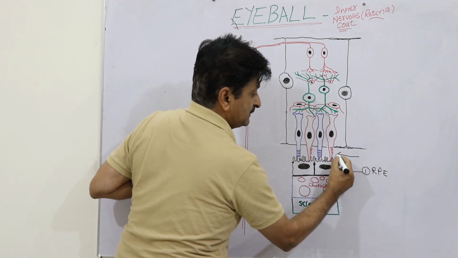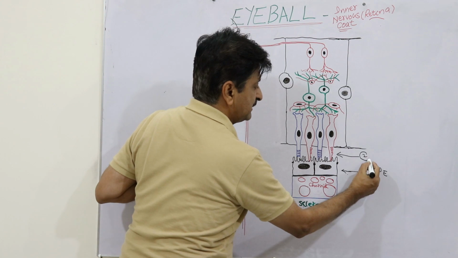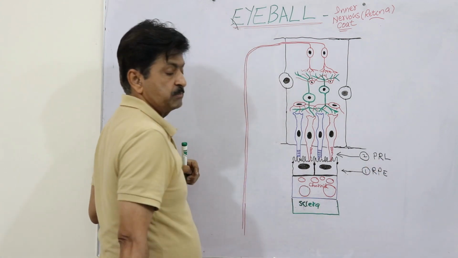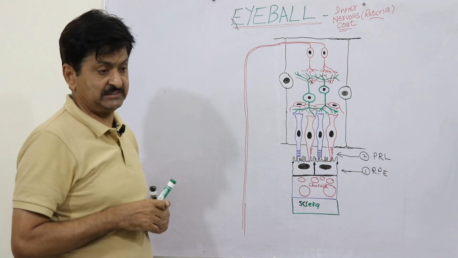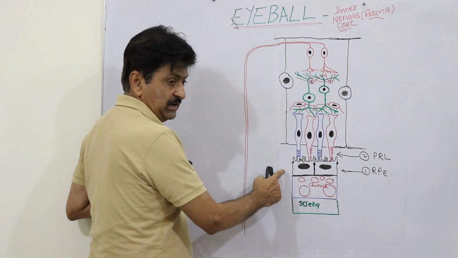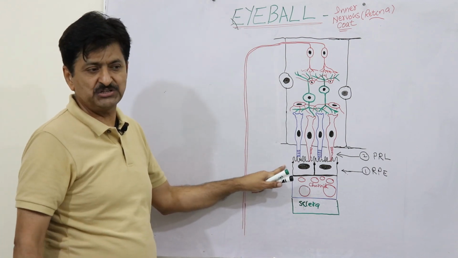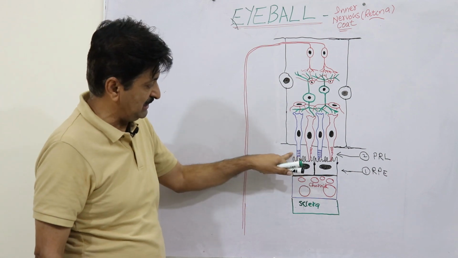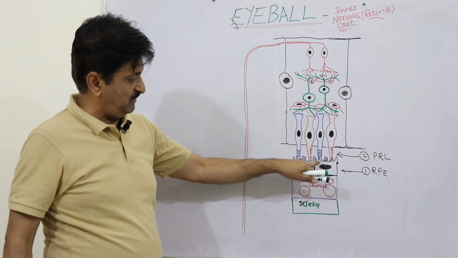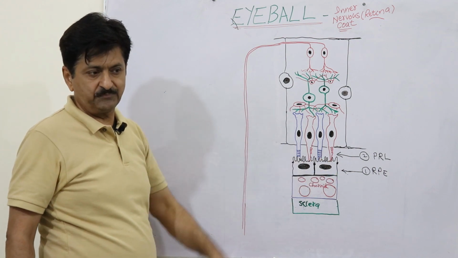Second layer, you are seeing the second layer, that is called the photoreceptor layer, PRL. This is the second layer. But if you are looking at this retinal pigment epithelium, there are a lot of functions. And rods and cones, their outer segments, are embedded partially into the RPE. This is called the retinal pigmented epithelium.